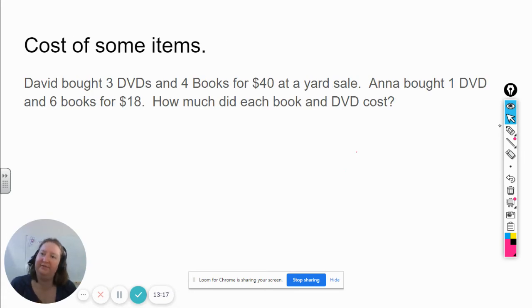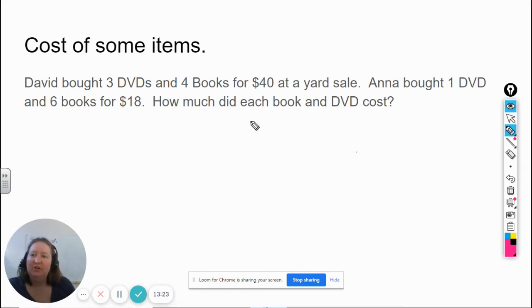Okay, now cost of some items. Finally, we're doing something that's not a number of. Instead, this is a different type. So David bought 3 DVDs and 4 books, and he spent $40 at this yard sale. Anna, she bought 1 DVD and 6 books, and she spent $18. How much did each book and DVD cost?